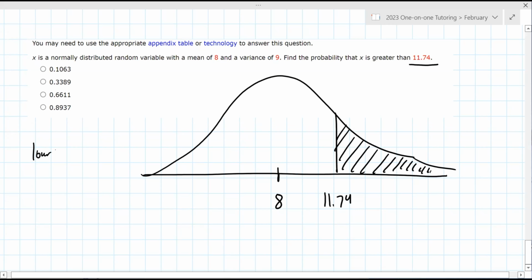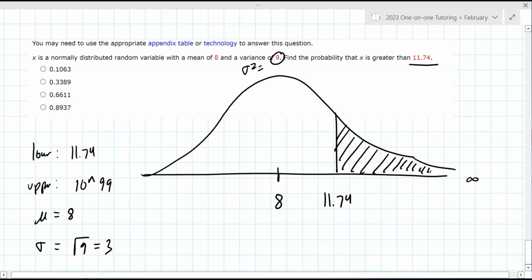So your lower is 11.74. Your upper is infinity essentially, so you go 10 to the 99. And then your mu this time is 8. Sigma though is not 9. Sigma squared is 9. So you have to take the square root of 9 to get that, because it's giving you the variance, not the standard deviation. Okay.